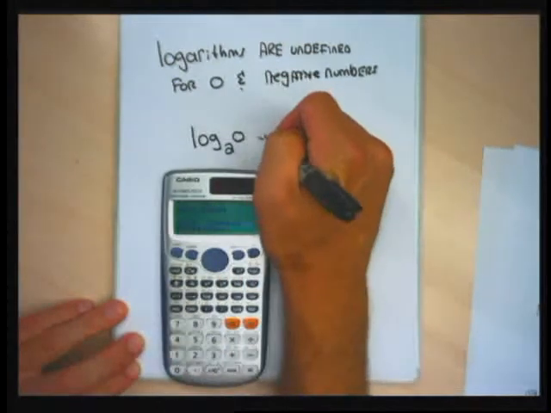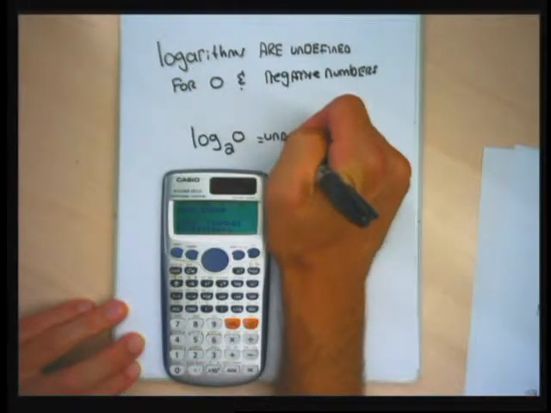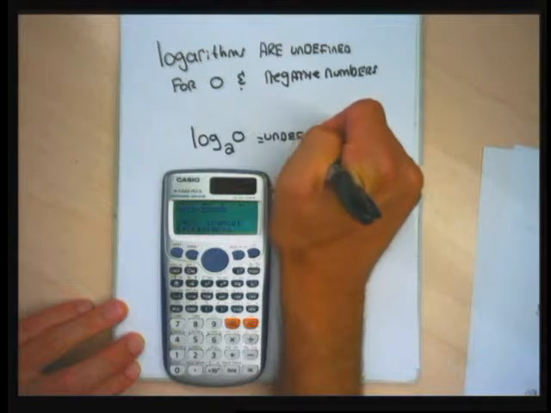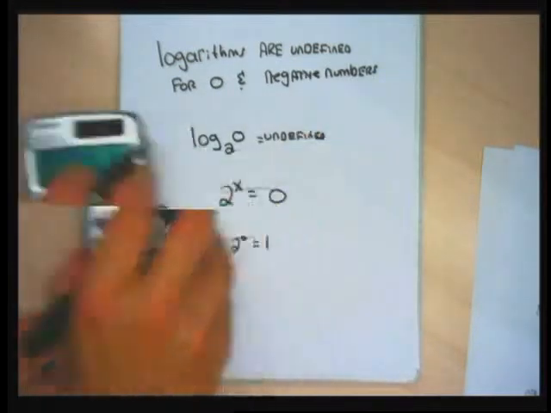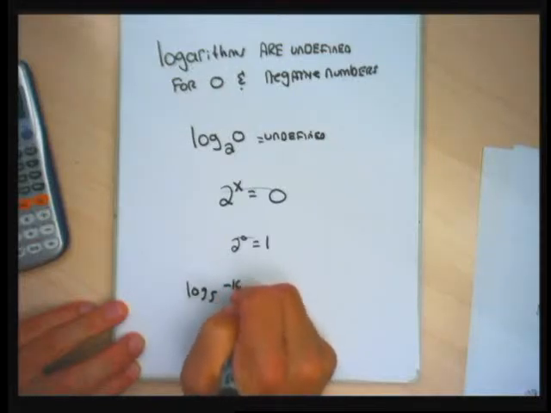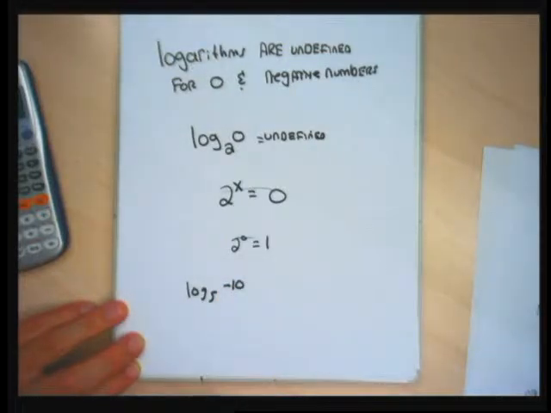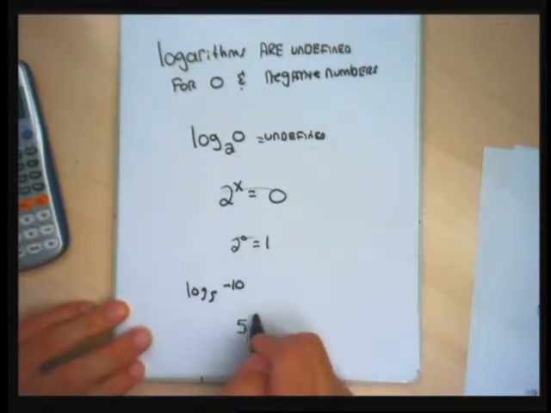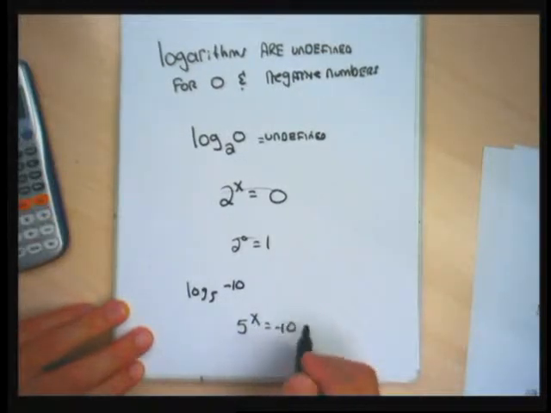So this is undefined. And similarly, any negative number, if I gave something like this, log base 5 of negative 10, feels like the answer should be negative 2. This is asking the question, 5 to what power is negative 10?